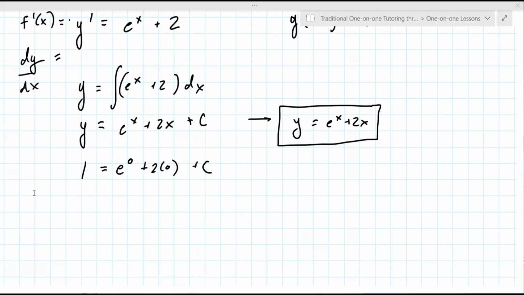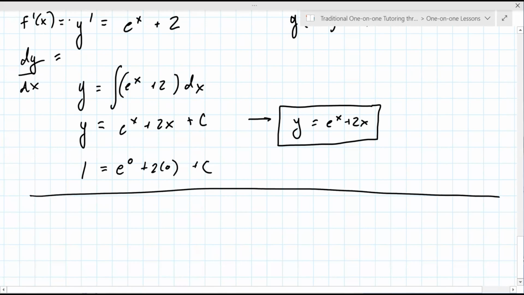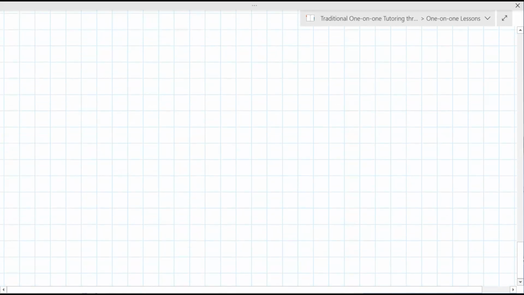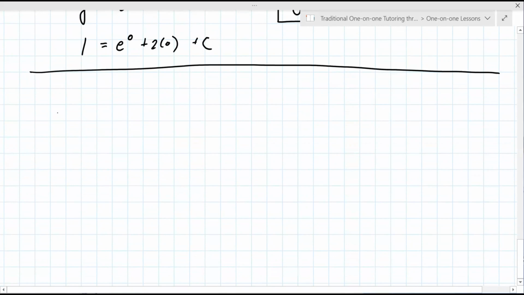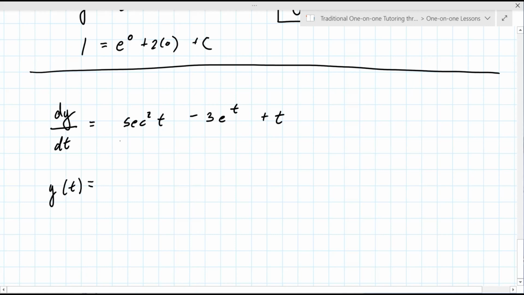Yeah, so I guess we'll do a couple more here. And that's really it. They just get more complicated until you know more rules of integration. So it could be dy/dt. That's another thing, we could change the variable. So it could be secant squared t minus 3e to the t plus t over here on the right. So y is now a function of t when you're done integrating all of this.